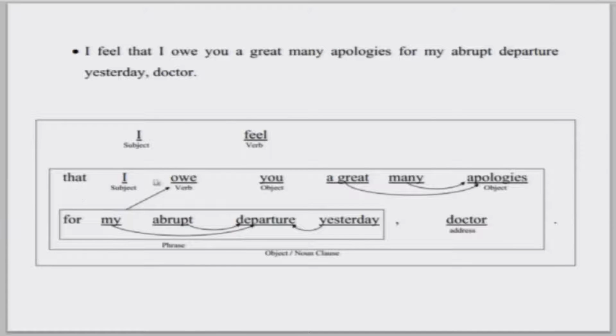Okay. So in this clause, the main skeletal part is I owe you. Okay. And what do I owe you? Apologies. That is the object. You also is an object. So O has two objects. This is the indirect object. This is the direct object. So of course these things are coming as qualifiers to this. And for what? For my abrupt departure yesterday. For my departure. Abrupt and yesterday are qualifying that. Okay. Fine.